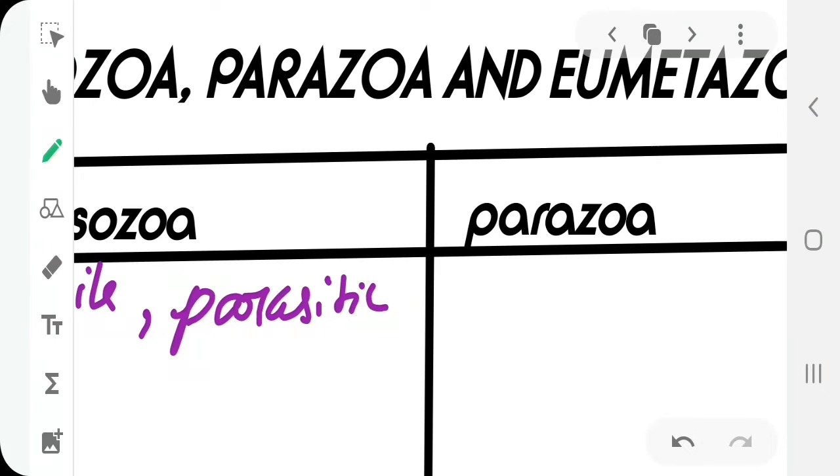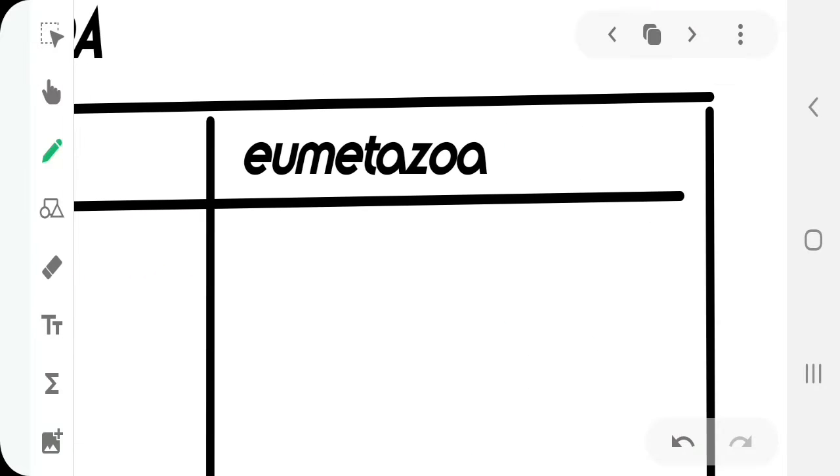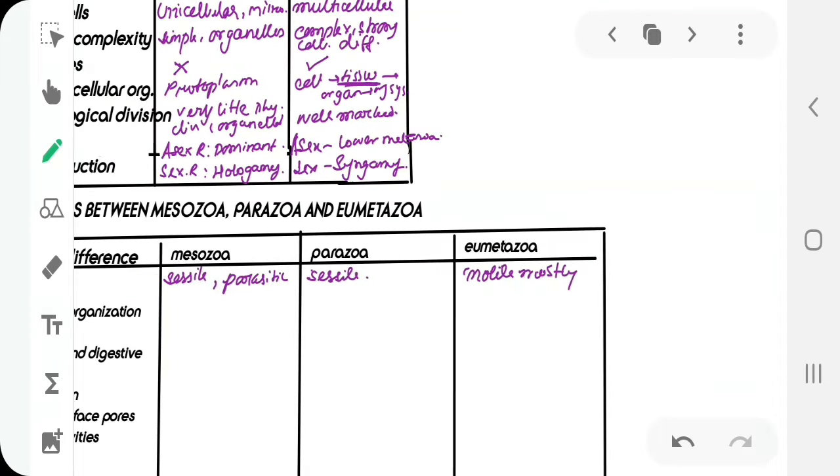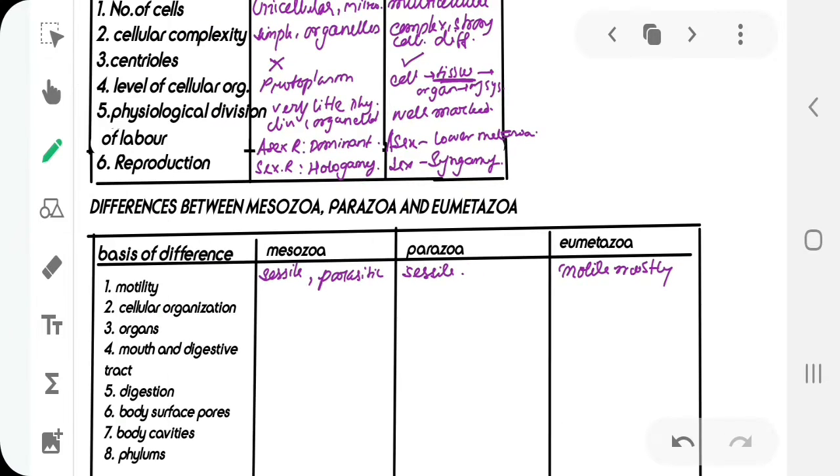Whereas parazoans are also going to be sessile. That is, they are going to be sticking to one substratum. They are not motile. But here Eumetazoa is going to be motile mostly. Okay. So parazoans are sessile, mesozoans are also sessile, whereas Eumetazoa can be motile. That is, they can move.